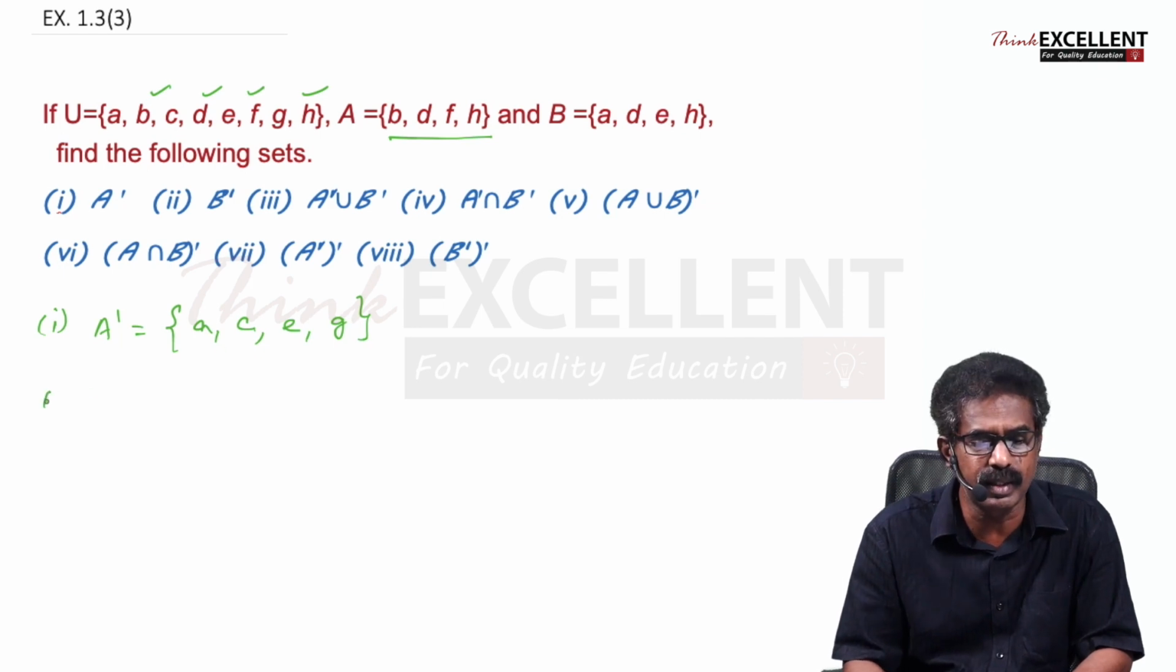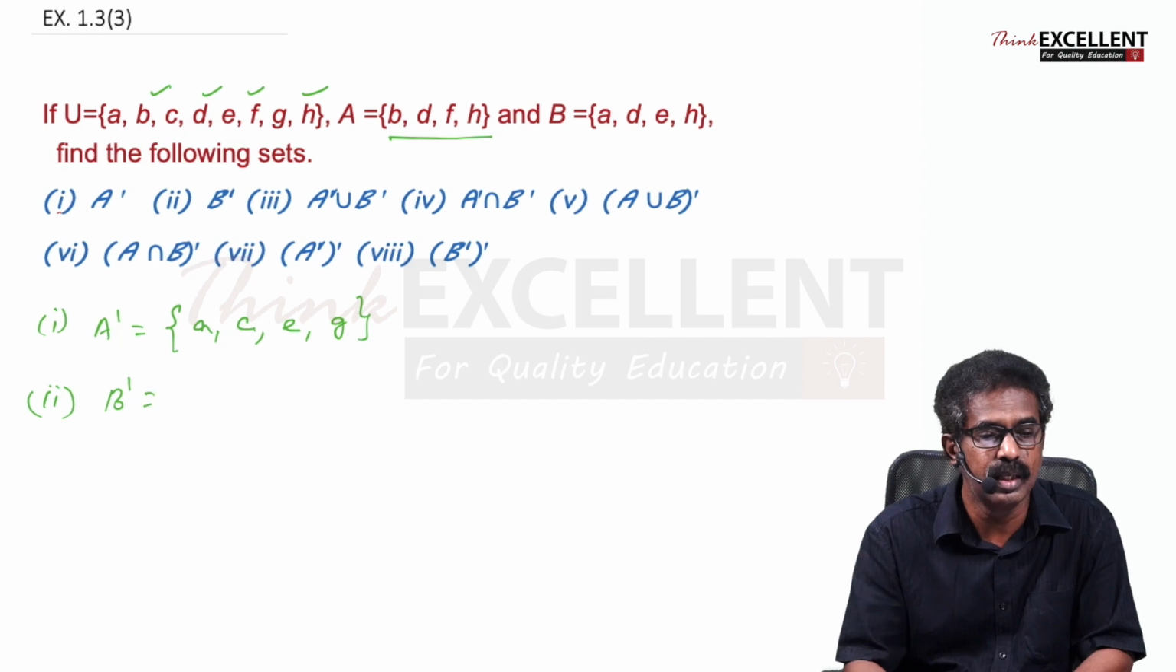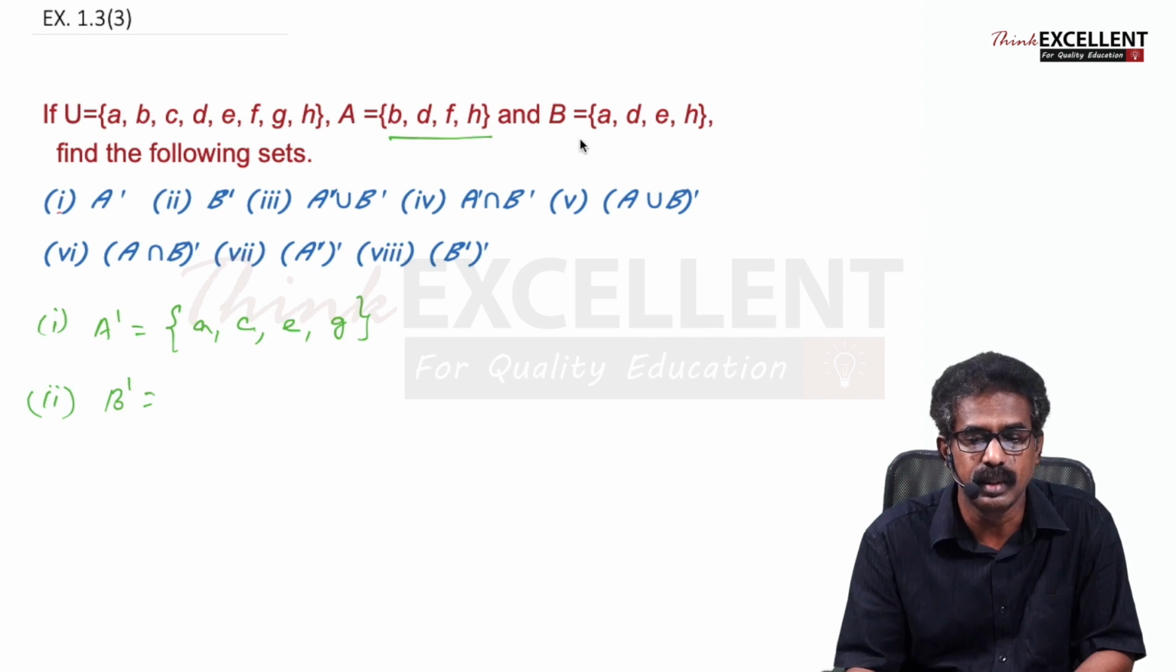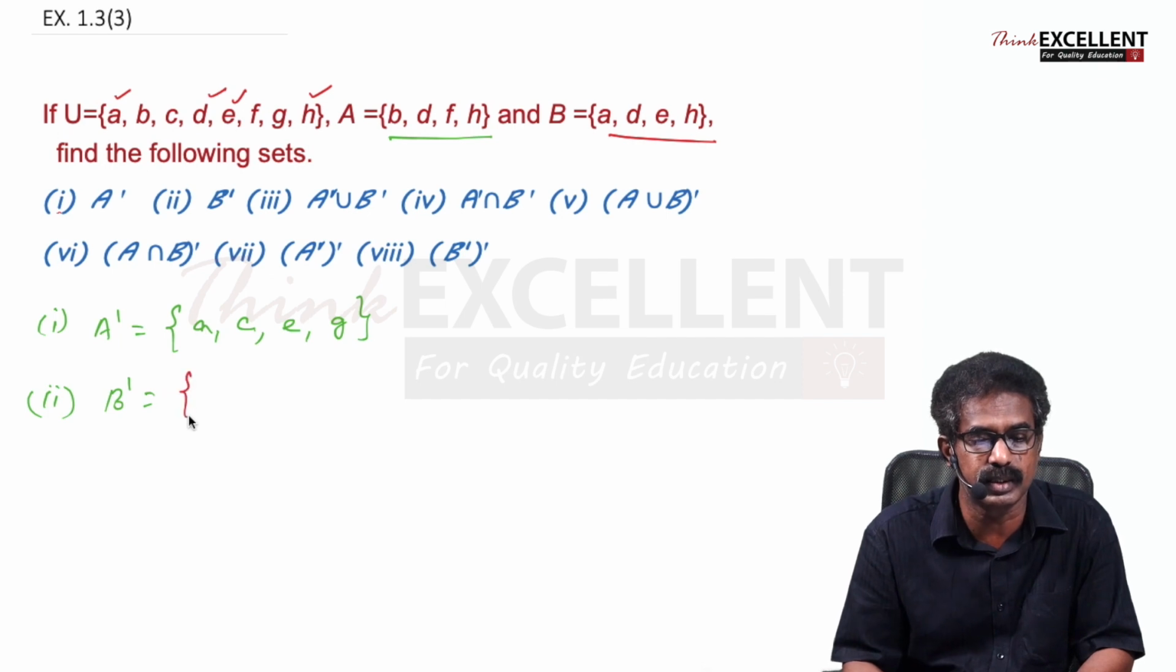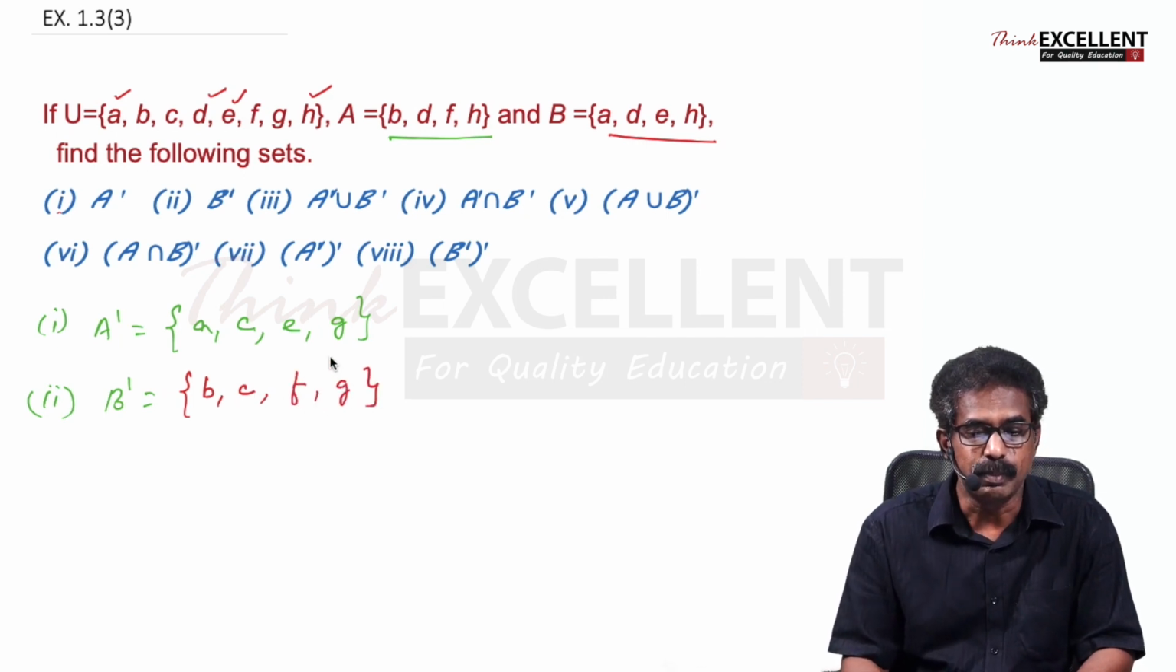Same way you can find B dash. What's the meaning of B dash? Elements which are not in B. So what is B here? Check what is B here. A, D, E, H. So leave these 4, write the remaining. That is B dash. So which elements? B, C, F, G. So this is B dash.